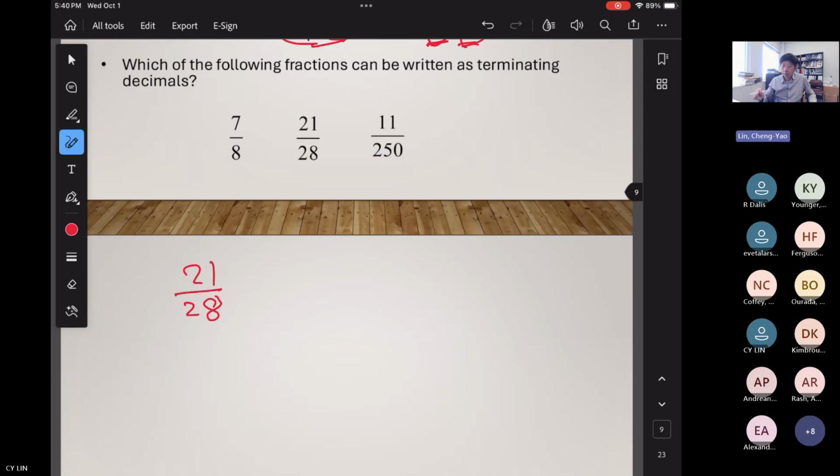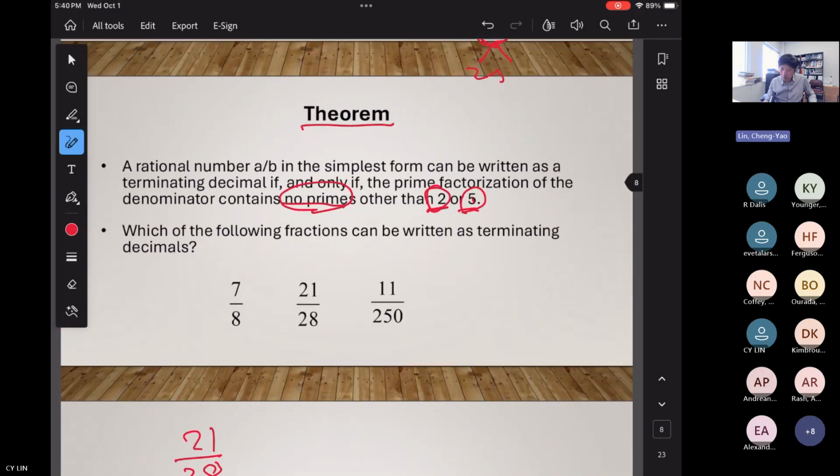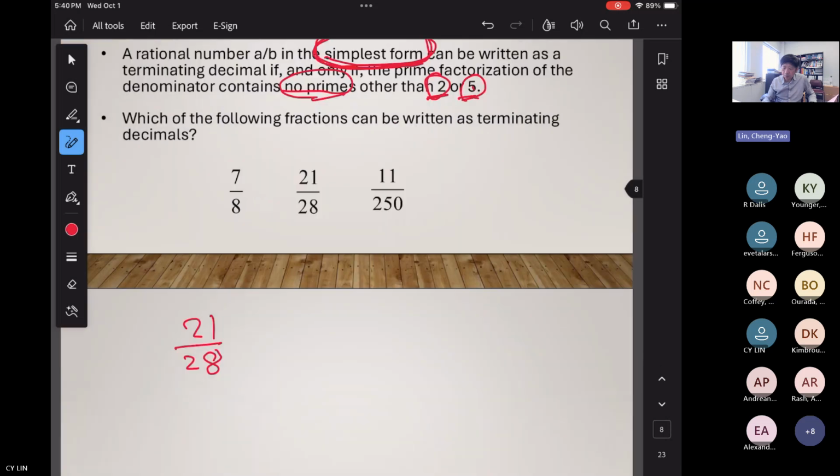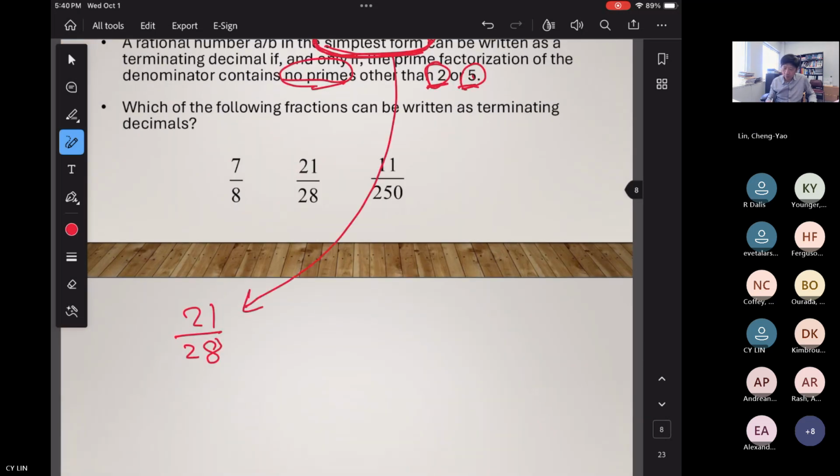But first of all, it has to be in what form? Simplest form. We have to base it on simplest form to examine it. Is this simplest form, yes or no? No. So we have to reduce the fraction by what? By 7. Divided by 7, we get 3. Divided by 7, we get 4. Is that right? Yes. So therefore, 4 is 2 and 2, and of course this is a terminating decimal. Does that make sense to you? Yes. All right.